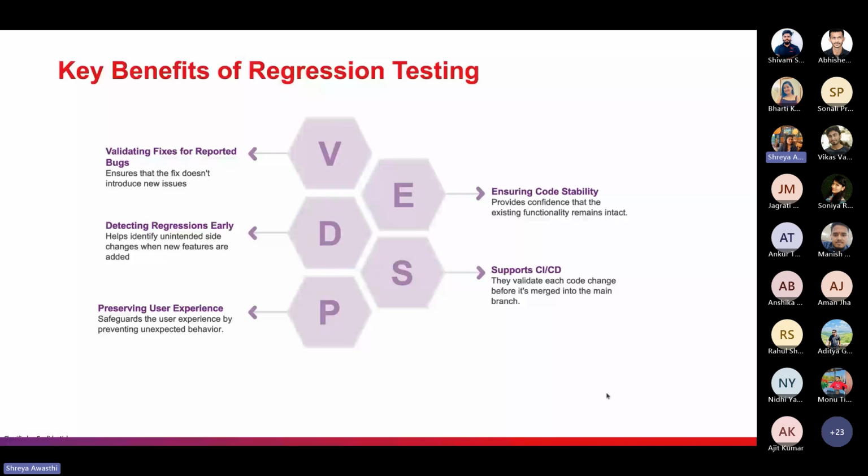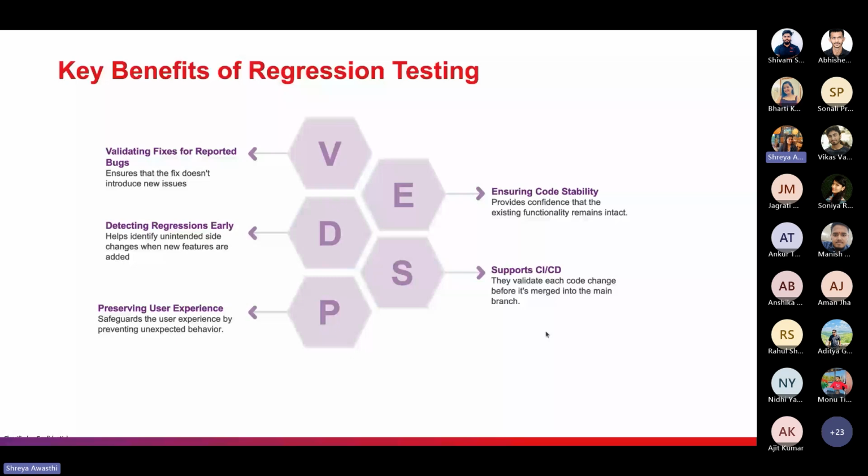So regression testing brings many benefits to our software development process. It helps us validate bugs, detects issues early, our UI experience is maintained, our code is stable for every cross-browser or cross-platform. It also supports efficient deployment practices.